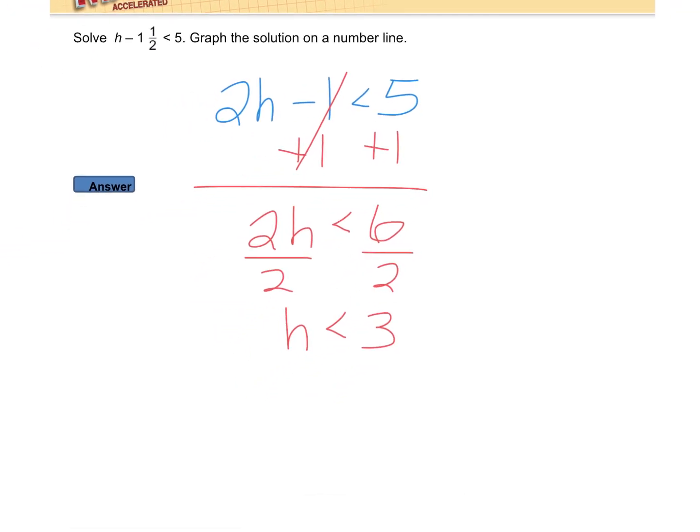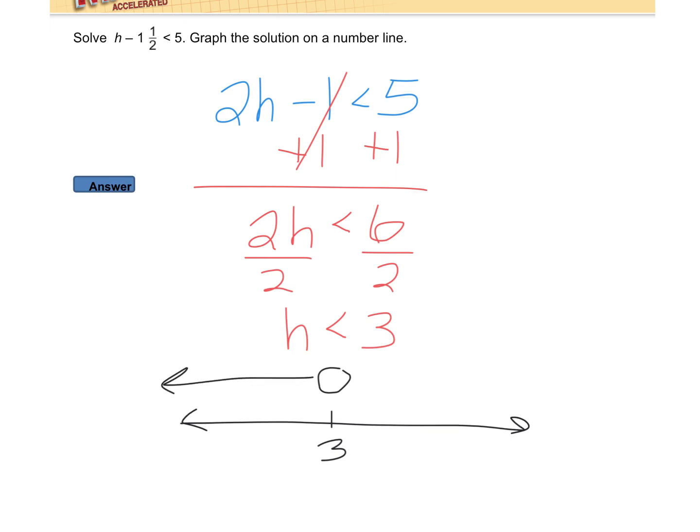What's the last thing I need to do with inequalities? Graph. What's the first thing I ask? That's the second thing. Open or closed first? Open. Now, it wants all the h values less than 3. It goes to the left. It needs to go to the left.